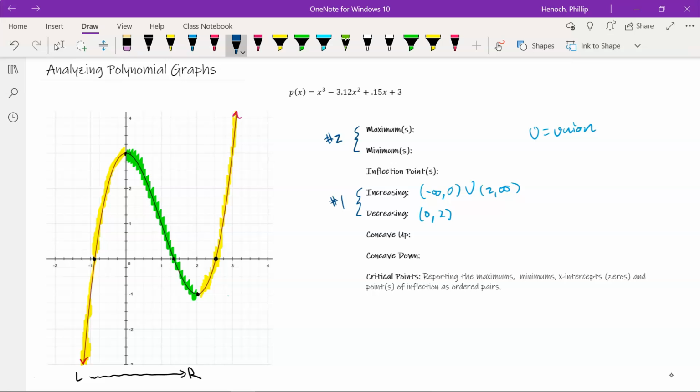Now the reason why we do increasing decreasing first is so that we can get our maximum and min points second. Now in polynomial world we have these things called absolute maximums, absolute and local max and mins. Now, absolute means the highest point on the graph, and local just means the next highest or the next lowest. So in this particular graph, since it goes off into infinity in the positive direction and infinity in the negative direction, there are no absolute maximum and minimum points.